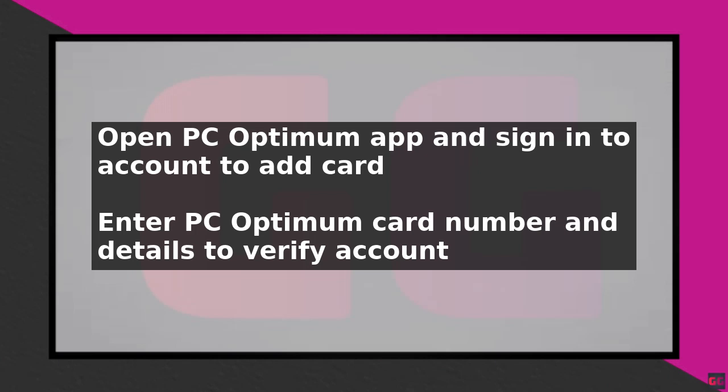You will be asked to enter your PC Optimum card number and other details to verify your account. After entering your details, you will be prompted to add your PC Optimum card to the Wallet app. Tap the Add to Apple Wallet button to complete the process. Your PC Optimum card will now be added to the Wallet app, allowing you to earn and redeem points at participating stores using your iPhone.